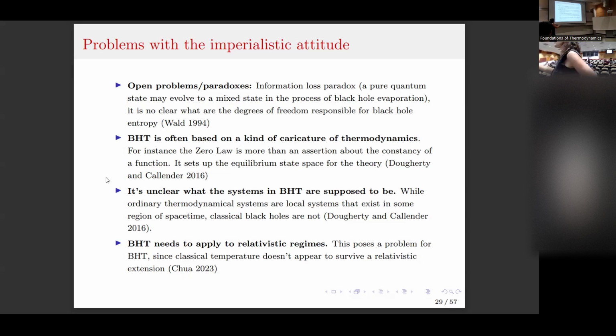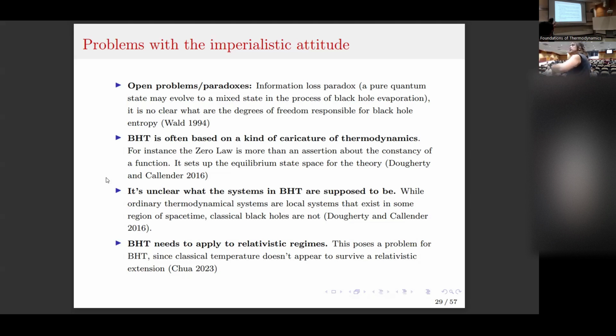Another problem that was suggested by Dougherty and Callender in this paper of 2016 is that black hole thermodynamics is based on a caricature of thermodynamics. So basically they said in the paper that the analogy between thermodynamics and black holes was just a very weak formal analogy, nothing more than that. So they were very skeptical about the application of thermodynamics to black holes.